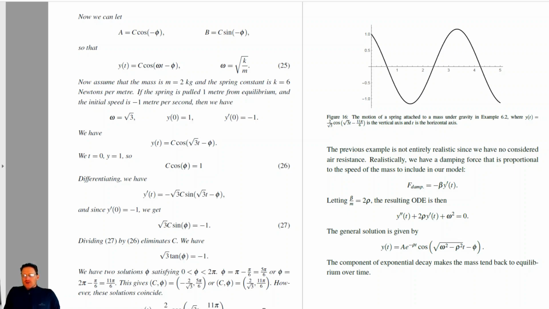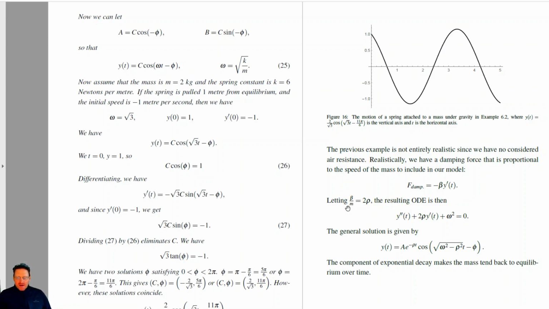Now, it's not entirely realistic because we've totally neglected air resistance. So in this case, if we include air resistance in the equation, we have a damping force that acts in the opposite direction to the speed, right? So if you're moving through the fluid being the air, the resistance is the opposite direction. So that's why we have a damping force that's minus some beta times the speed here, y dash.